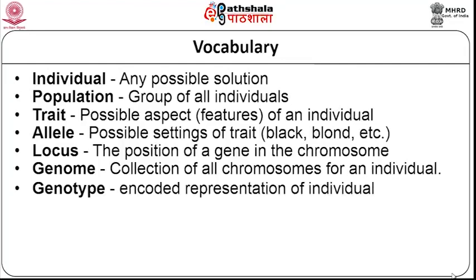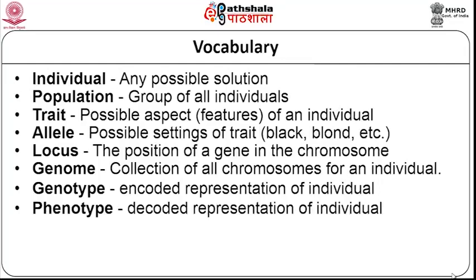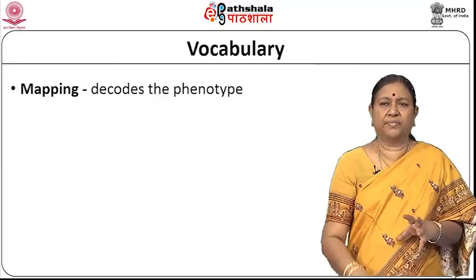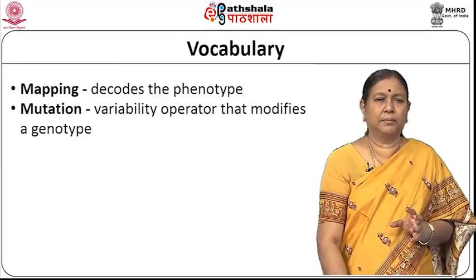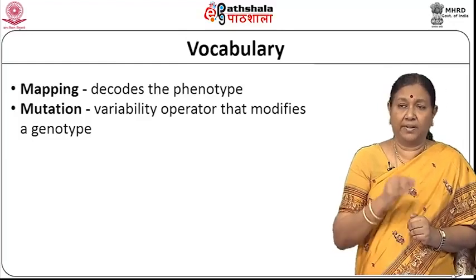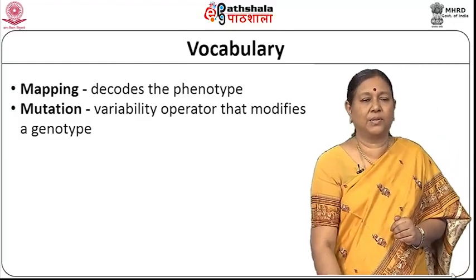Genotype is the encoded representation of an individual, and phenotype is the decoded representation of the individual. So, these are some of the terminologies used in genetic algorithms. We have more. Mapping decodes the phenotype, and mutation is the variability operation that modifies a genotype. We will come into detail as we go along.